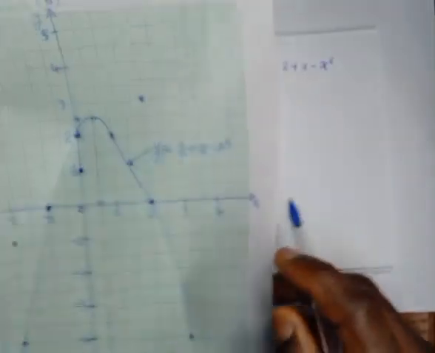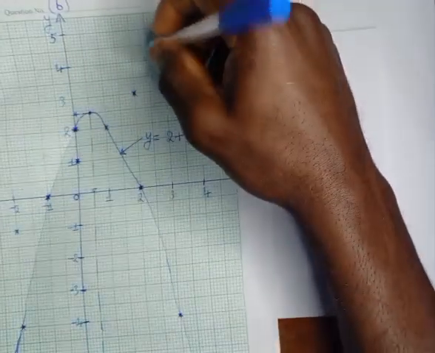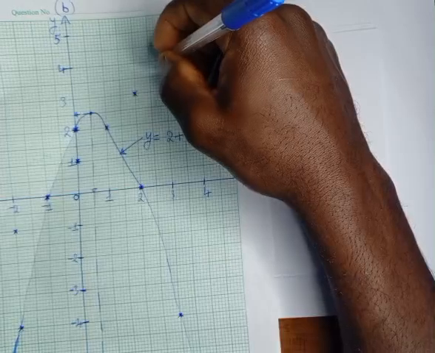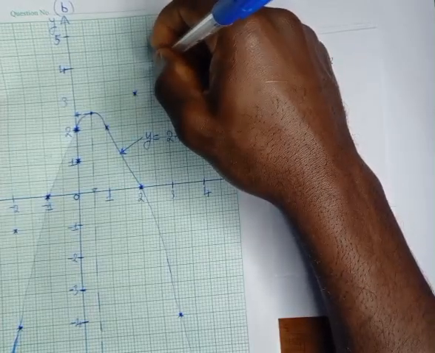We go to the next. X is 3, y is 4. 3, 4. Plot. Meet here.